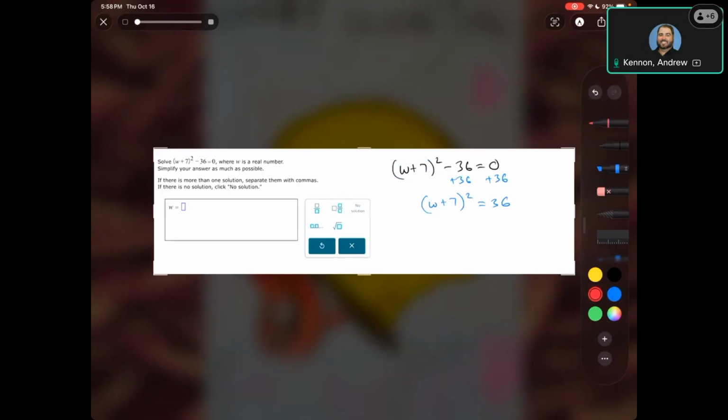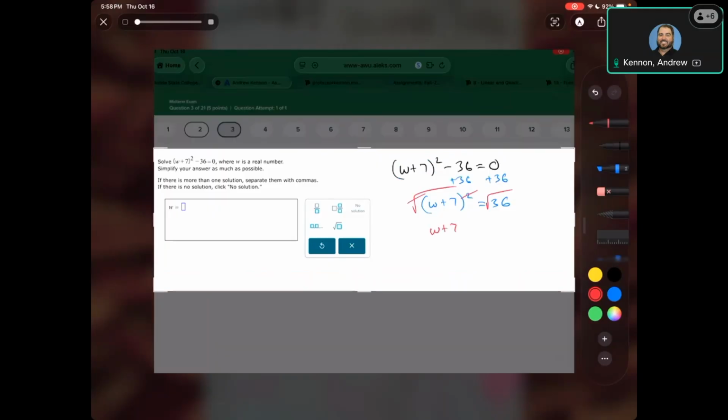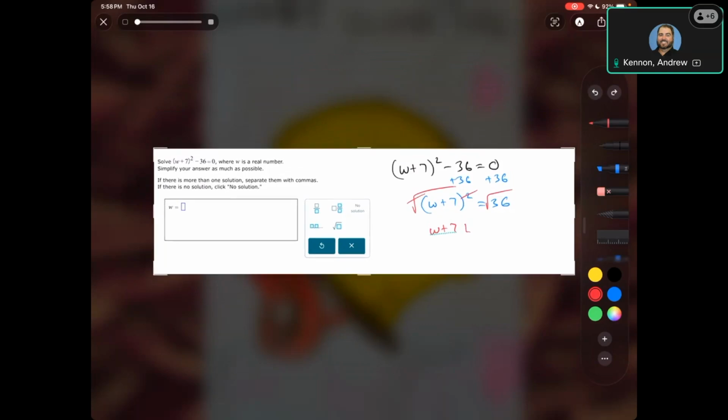When you have something squared equals a number, you can just do the square root of both sides. So the square and the square root cancel each other out, and I have w plus 7 on the left. When I do the square root inside an equation, I always put plus or minus, and then the square root of 36 would be 6. The reason being because 6 squared equals 36 and negative 6 squared equals 36. So you have two different things that equal 36 when you square them. So when you do the square root inside the equation, you put plus or minus.